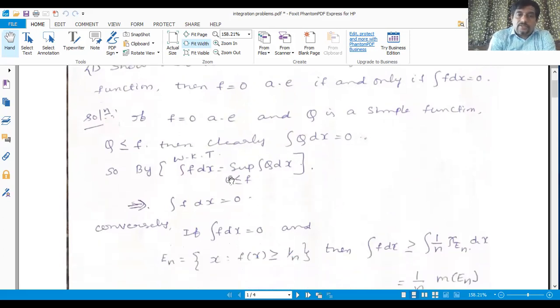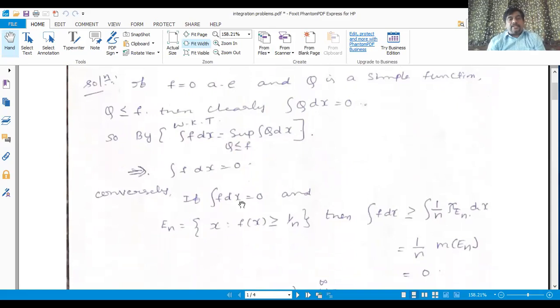Now what is the converse? The integral of f dx is equal to 0, and it is a measurable function, then definitely there is a set relationship also there.